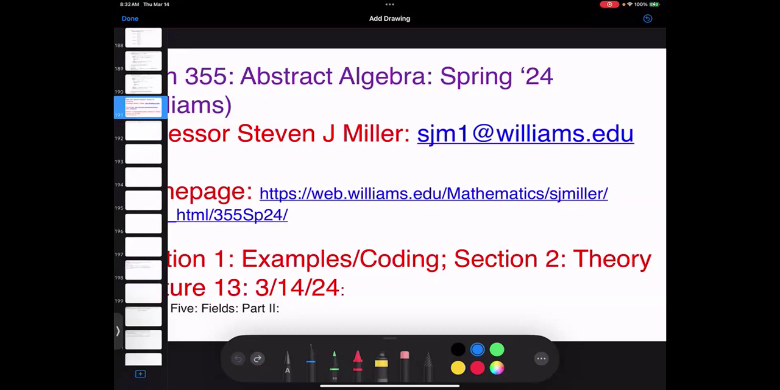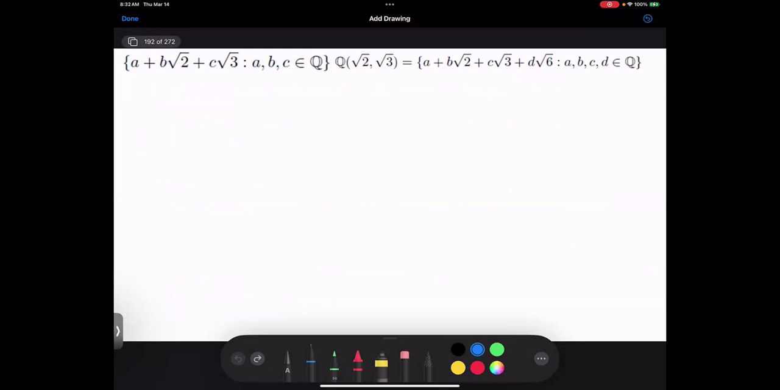So what I want to start off with is something we were discussing last time. The left is all numbers of the form a plus b root 2 plus c root 3. The right is all numbers of the form a plus b root 2 plus c root 3 plus d root 6. And the question is, clearly anything on the left is contained in the right. Just take d equals 0. But if I give you something on the right, can I find appropriate choices? And if you want, instead of a, b, c, call it maybe a prime, b prime, c prime, whatever.